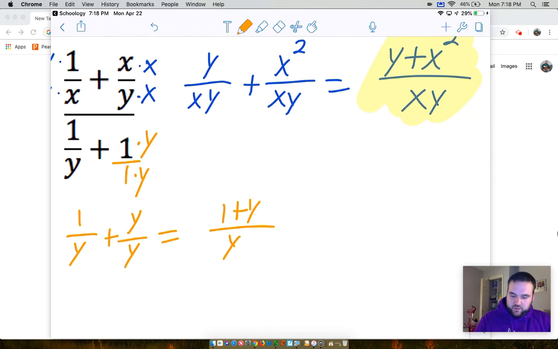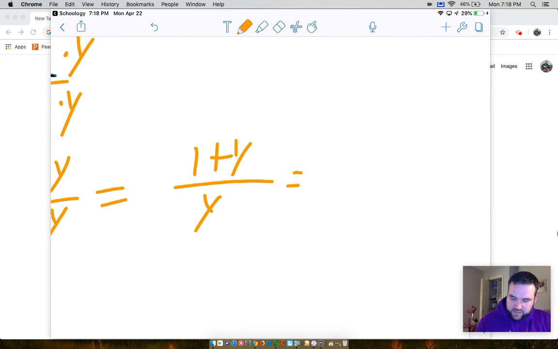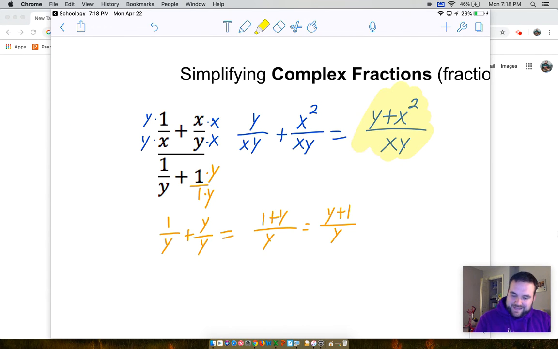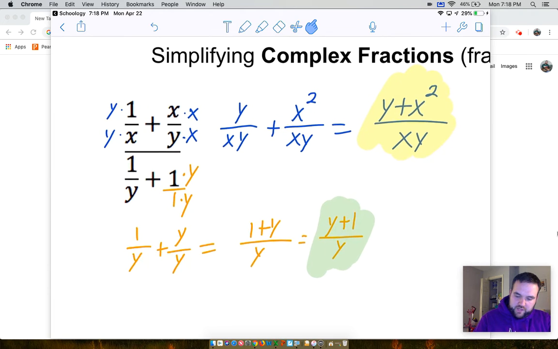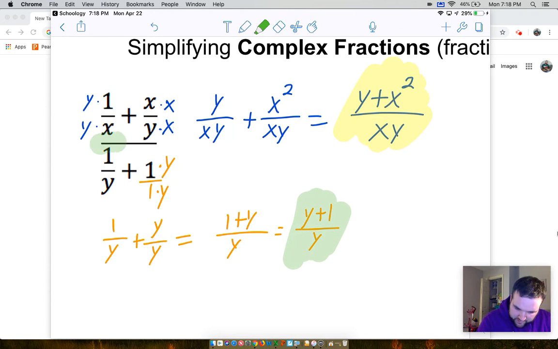I don't love the look of that. You could leave it like that, but I'm going to rewrite it as y plus 1 over y. Okay, so I've got the numerator simplified and the denominator simplified. Now if you think about it, this line right here is the division symbol, the fraction bar. That just means I'm taking the top fraction and dividing by the bottom fraction, so top fraction divided by bottom.